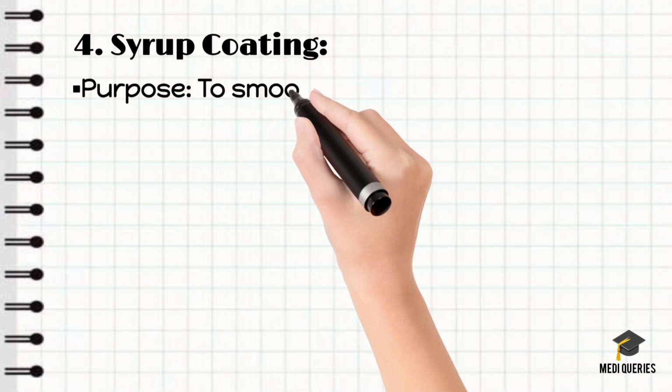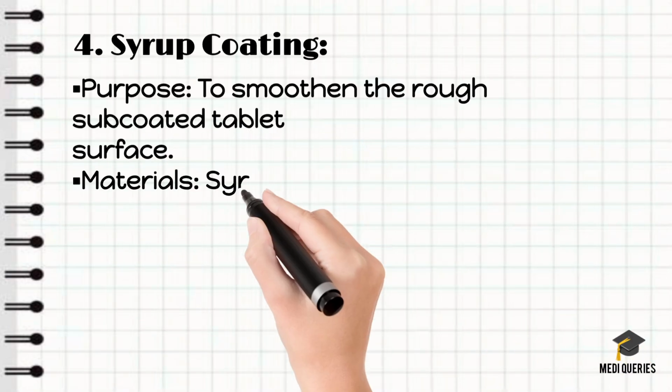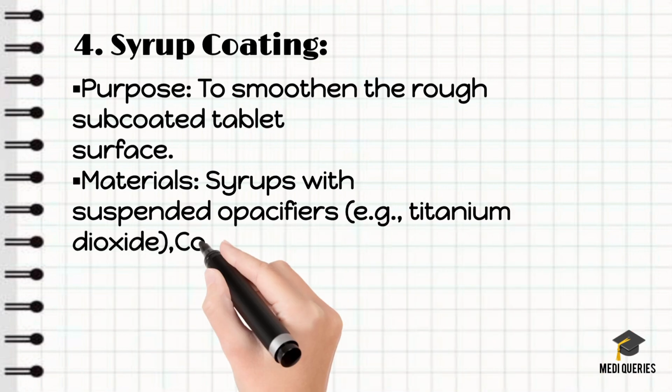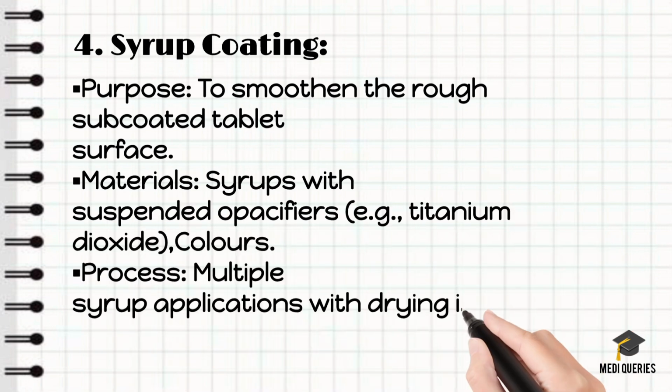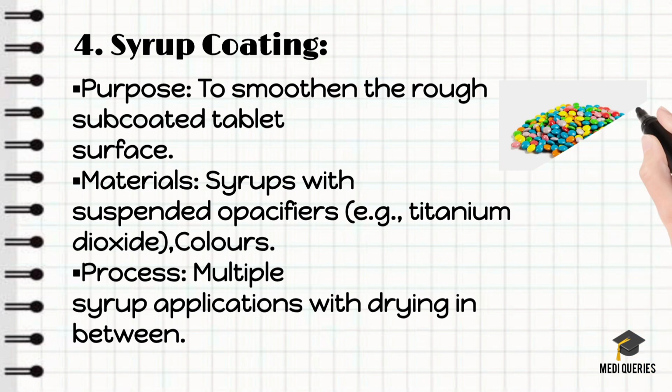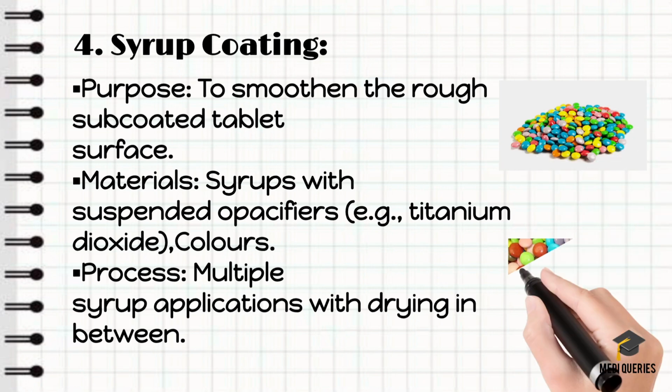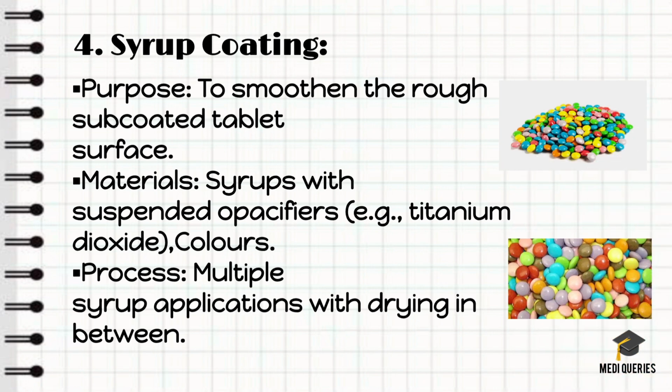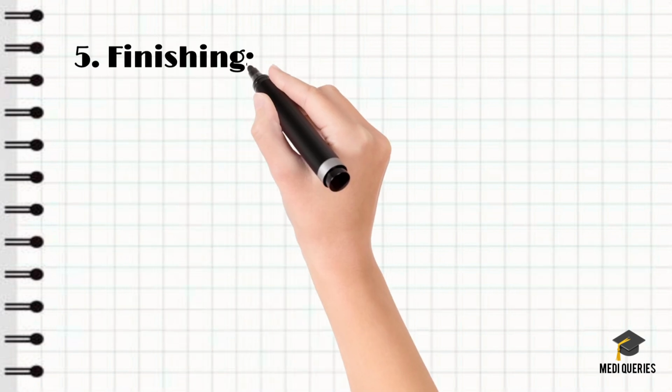This is the next step of the subcoating. The subcoated tablets are placed in the pan here. This is done to give the sugar coats opacity and color to the tablets. Several coats of the syrups are applied. Colored materials and opacifiers are also added to the syrup here. The process of coating is repeated until uniformly colored tablets are obtained. Okay, so in this step we will get the uniformly colored tablets. And the next step is finishing.